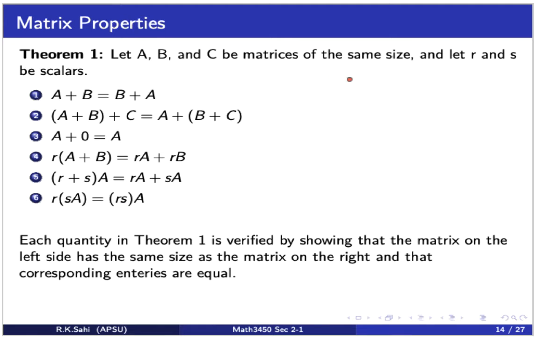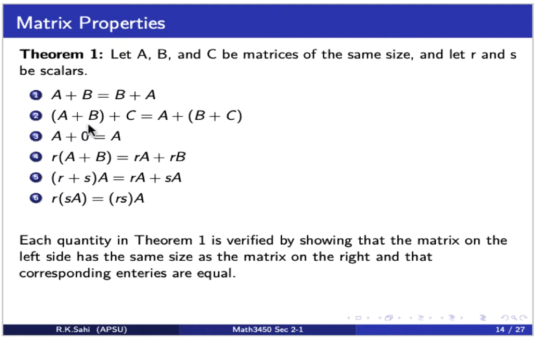If you have three matrices of the same size, A, B, and C, it means that if I want to add A to B, both of them should have the same size. Or if I'm adding A and B and C, the matrix addition should be possible. That's what it literally means here. So we have matrices of the same size, and R and S are scalars.